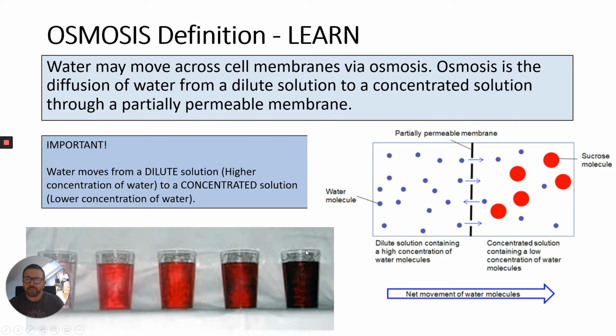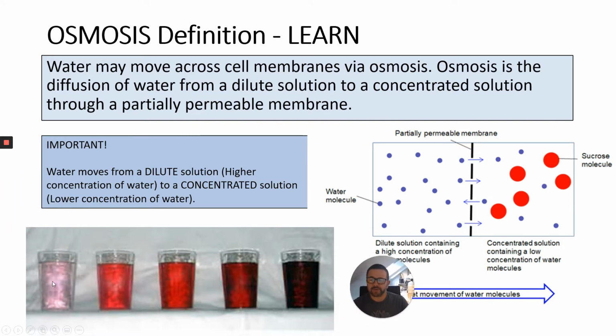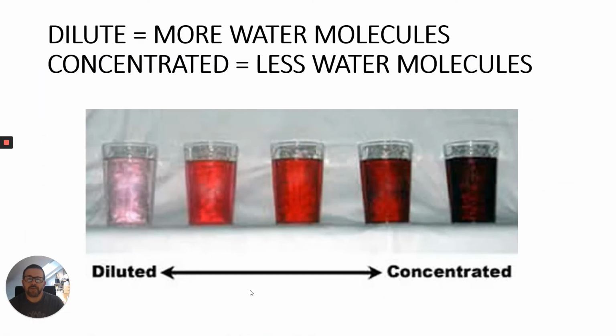Just to remind you about what I mean by dilute. Here we've got some squash in the bottom left corner, and you can see a dilute blackcurrant squash where there's lots of water and very little blackcurrant. And as you get a more concentrated solution, you'll notice that there's a lower concentration of water and a higher concentration of blackcurrant juice. So that's the way that I remember the difference between the two. Dilute is where there's more water molecules, and concentrated is where there's less water molecules.